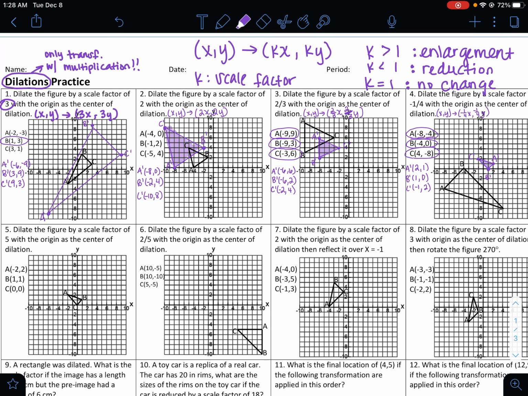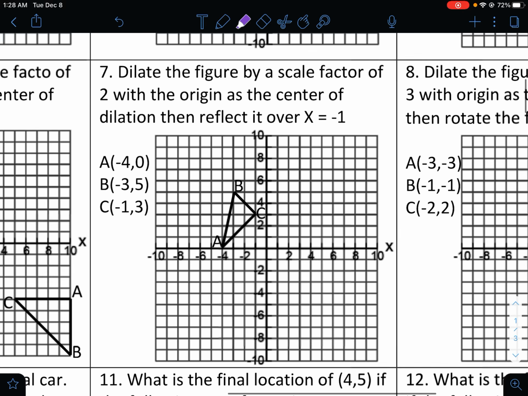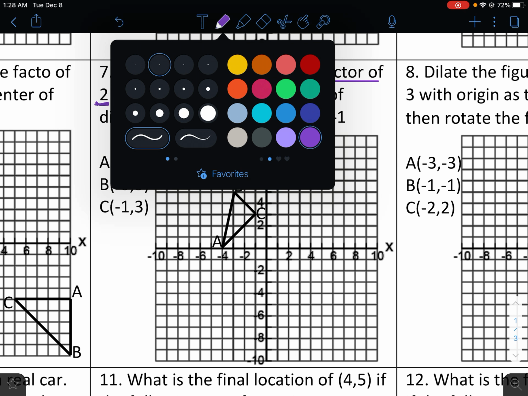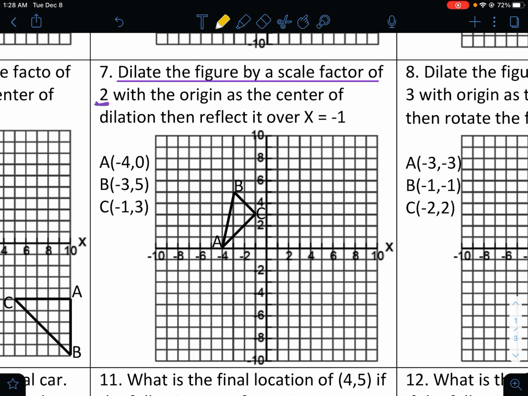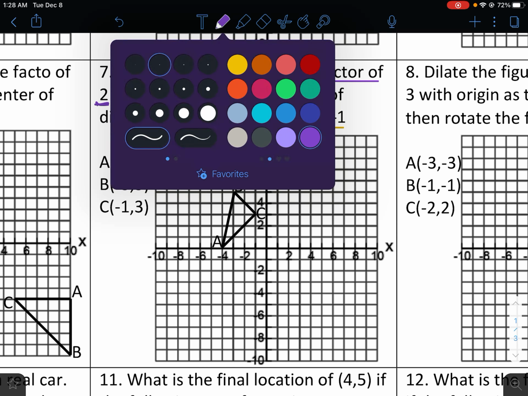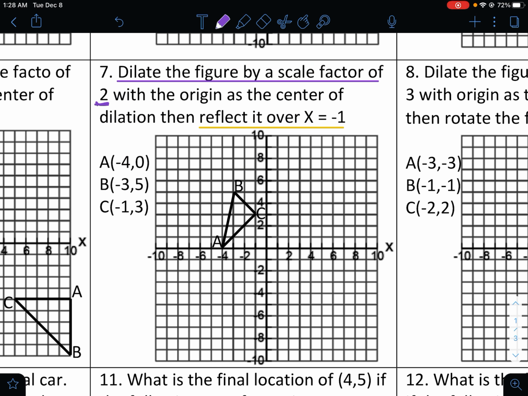Okay, so that's exactly how you do that. You should be good. Now, let's go down to number 7. Number 7 has two things happening. First thing we need to do, and I'm going to use colors to help us, is dilate by a scale factor of 2. And the second thing that we're going to need to do is reflect over this line. So this is what we call composite transformations, when you have more than one transformation occurring to the same shape, back to back. So let's do the first one first and the second one second.